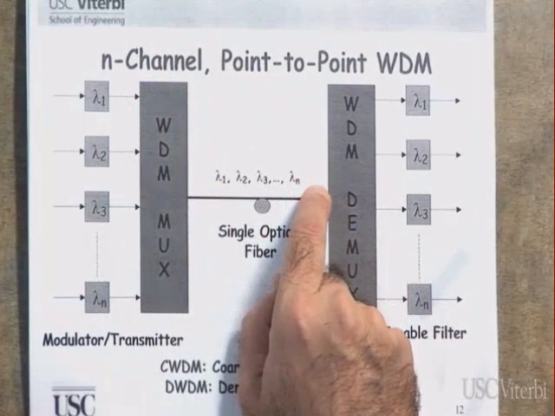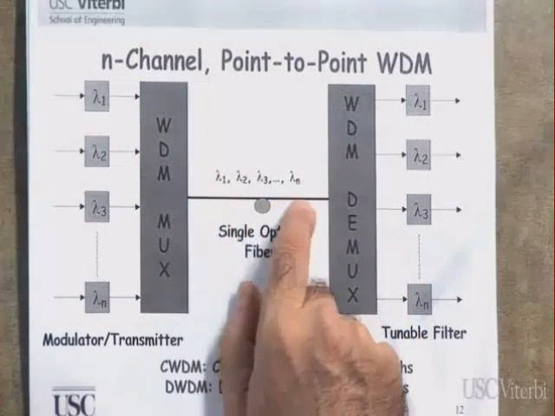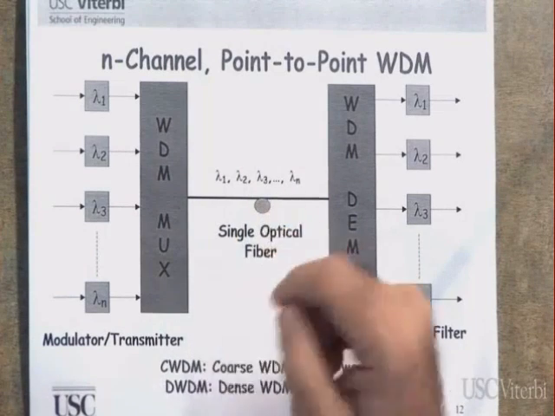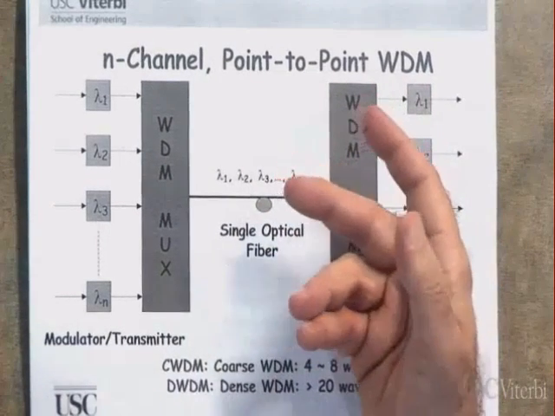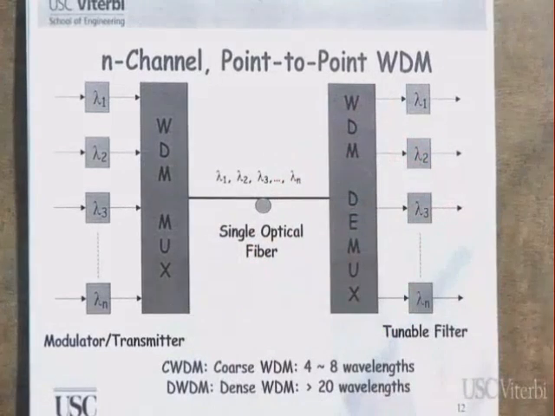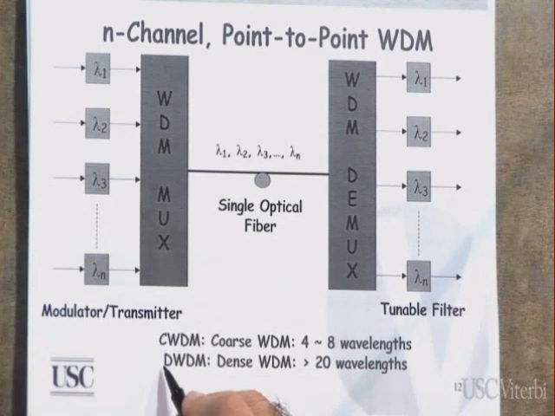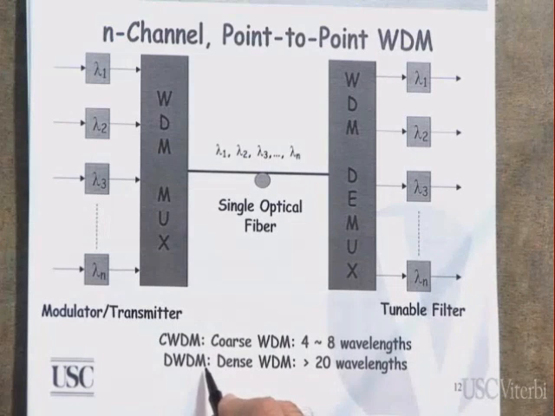Over a single fiber, we have N channels, each on a certain wavelength. Clear? When you hear the word DWDM, it stands for dense wave division multiplexing.